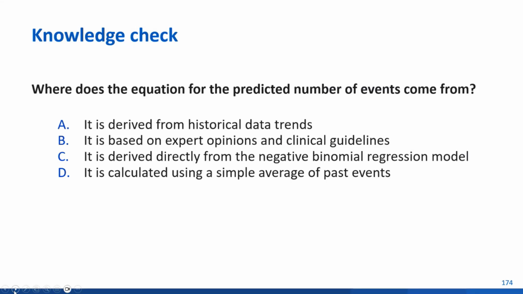All right, another pop quiz here. Okay, so where does the equation that I showed on the previous 2 slides, where does that equation for the predicted number of events come from? The options are A, it is derived from historical data trends. B, it is based on expert opinions and clinical guidelines. C, it is derived directly from the negative binomial regression model. D, it is calculated using a simple average of past events.